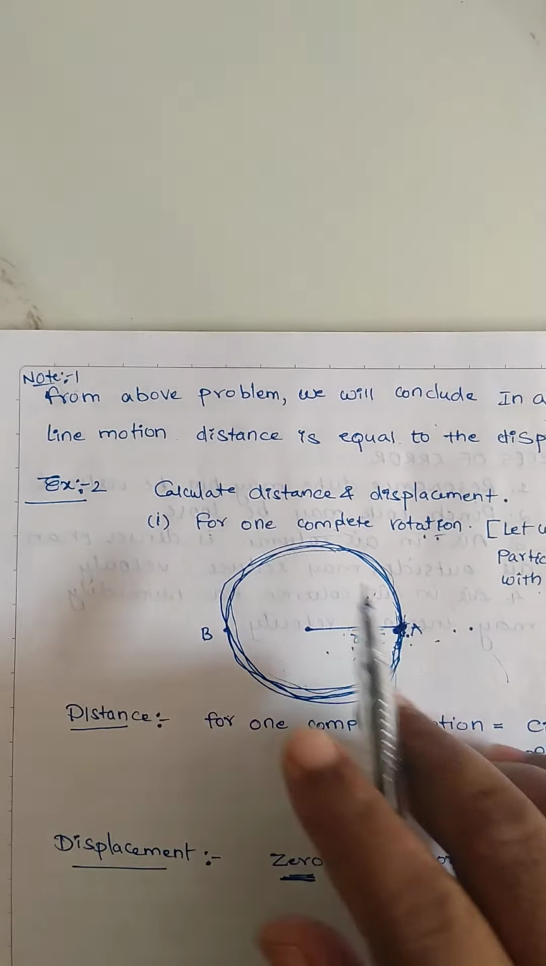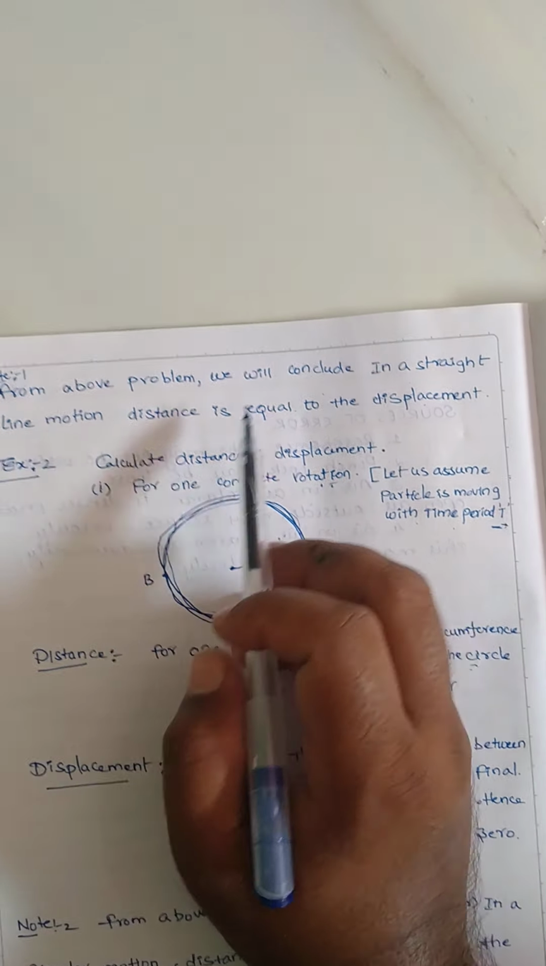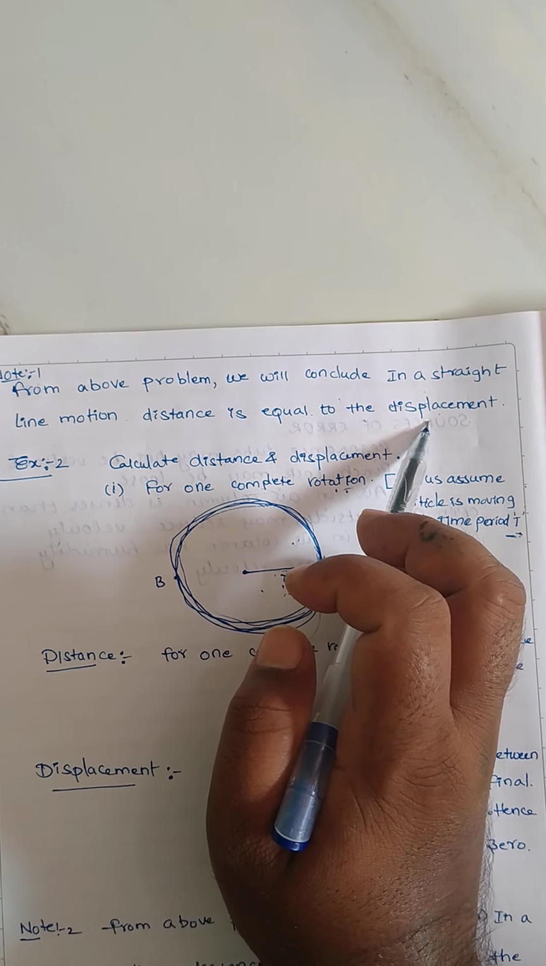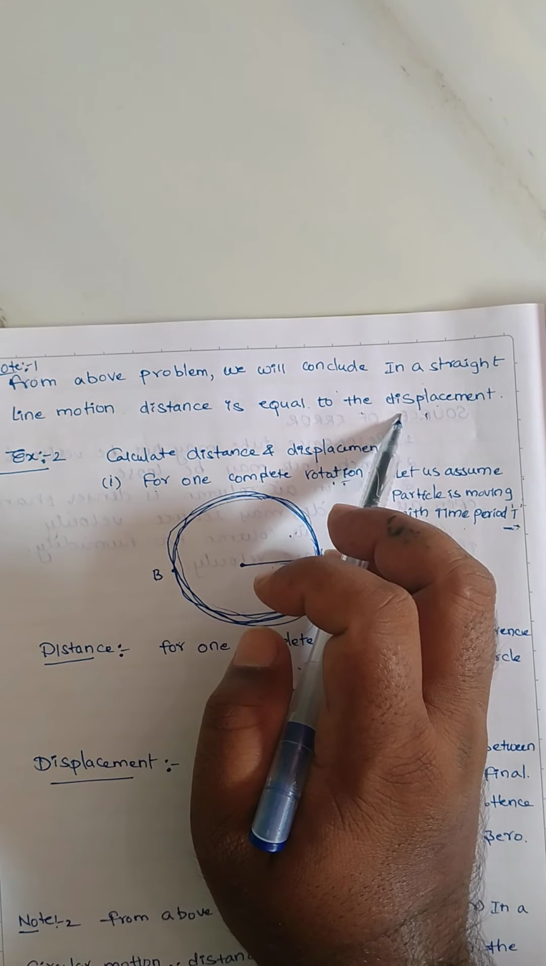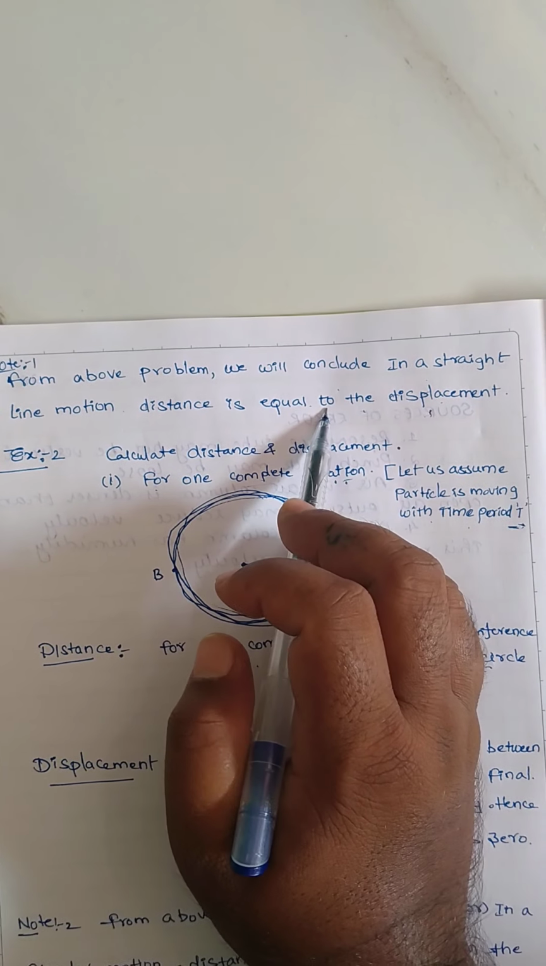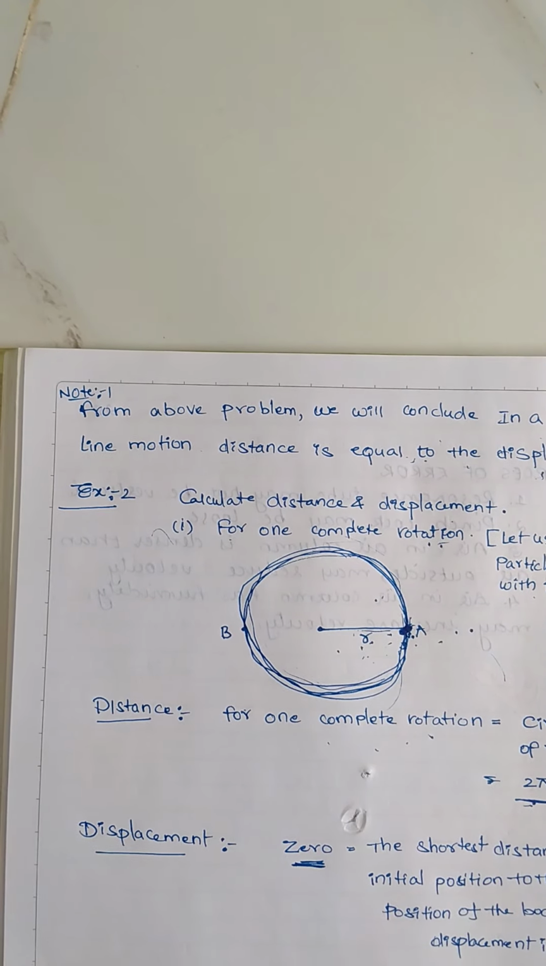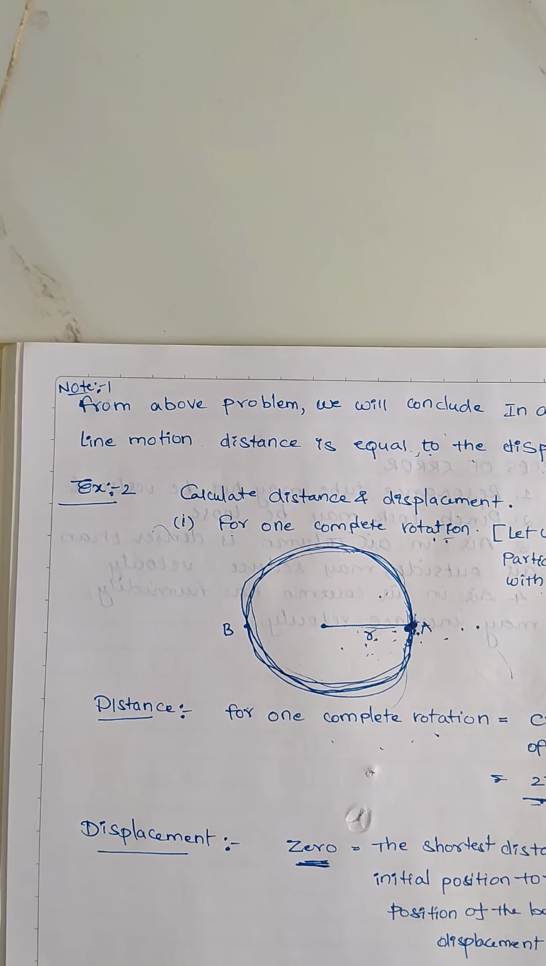So from the above problem, we conclude that in straight line motion, distance is equal to displacement. Next problem I will also discuss.